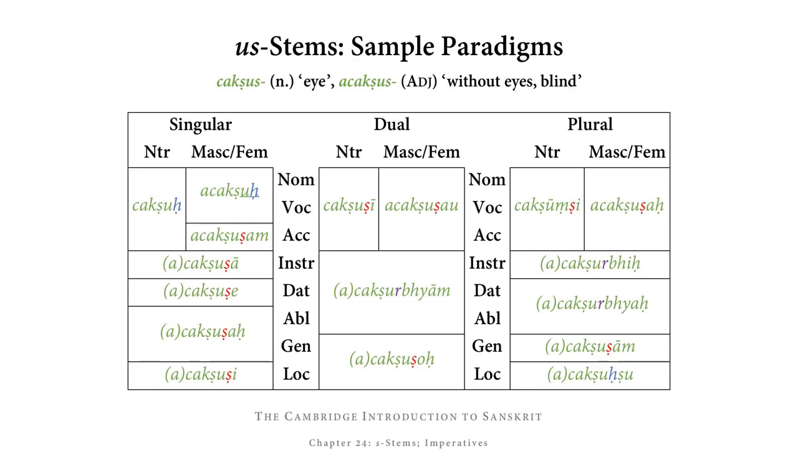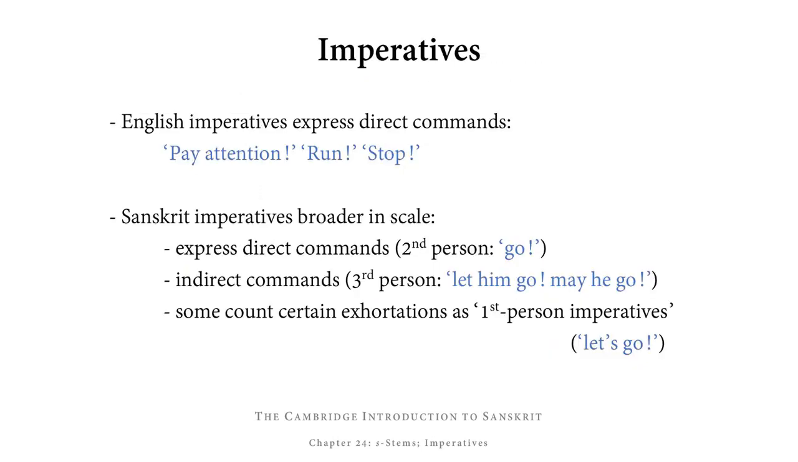Just as in us stems, the neuter forms of achakshus are identical in their endings to the forms of chakshus. And now for something completely different, namely imperatives. In English, imperatives express direct commands. When I say pay attention, run, stop, or something like that, I address someone directly and I tell them what to do or what not to do.